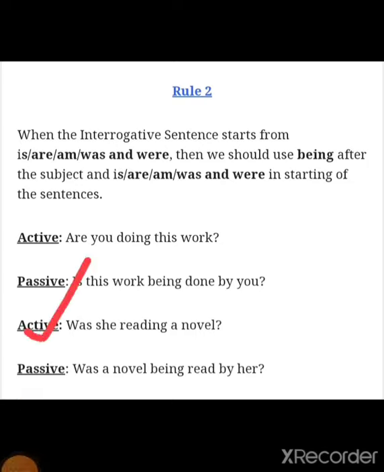So, was she reading a novel? Novel is the object, she is the subject, was reading. That means it is written in past continuous tense. Verb plus ing, past continuous tense.